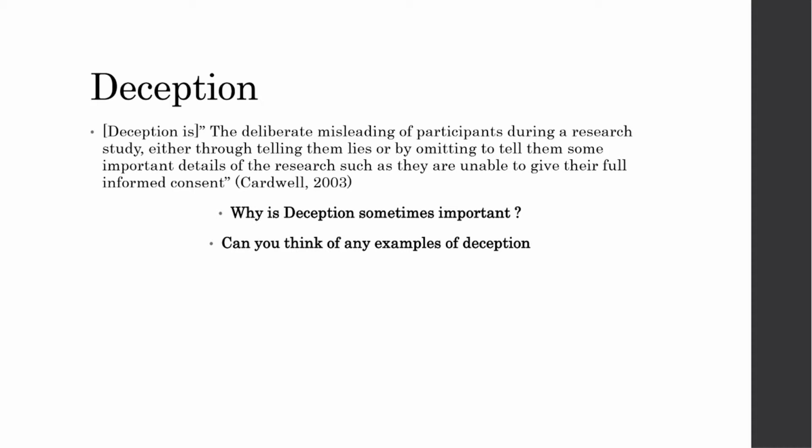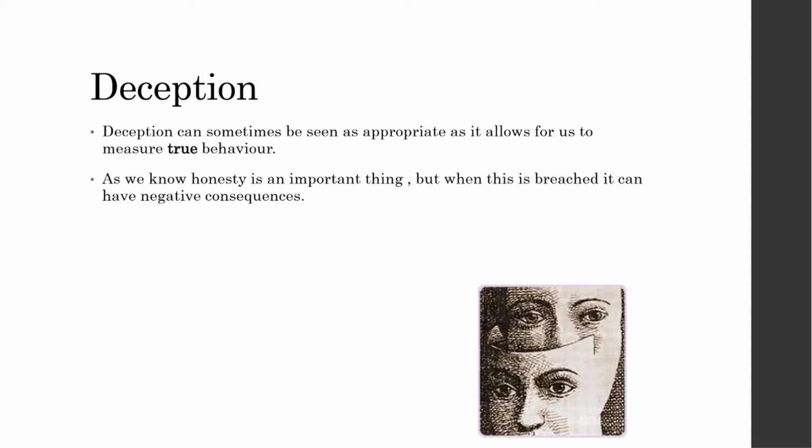Now, deception can sometimes be appropriate as it allows us to measure true behaviour as a result. If we gave a participant full informed consent, we know that sometimes demand characteristics can creep in and they will not act how they would normally do in real life. As we know, honesty is an important thing, but when this is breached, it can have negative consequences, because we are violating their participant rights as a result.